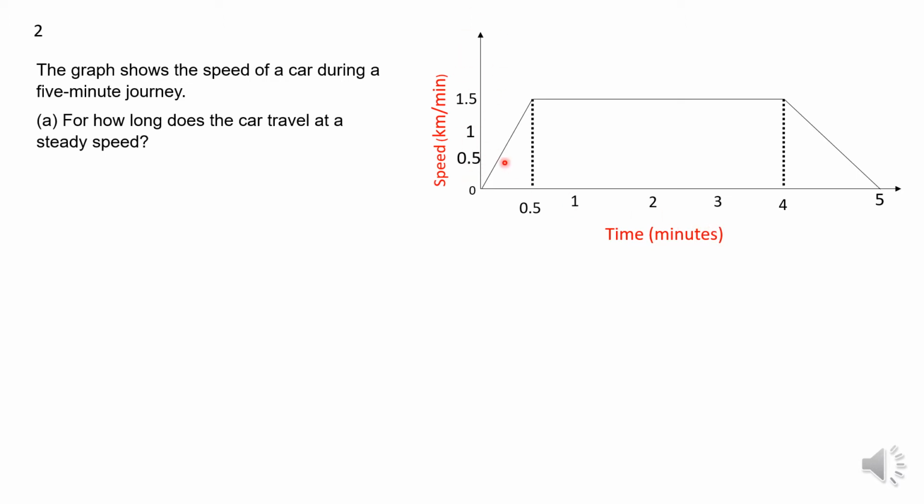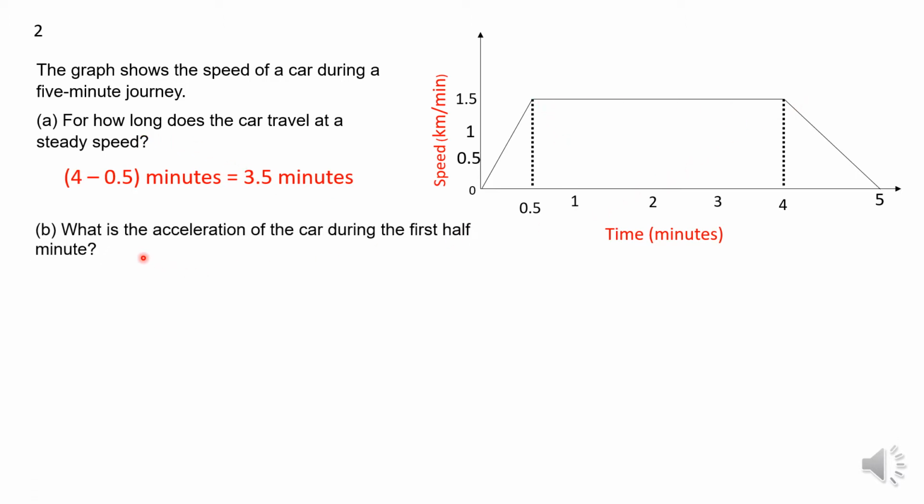All right. So for how long does the car travel at a steady speed? This is just one mark. So you just have to find where you can see that horizontal line indicates. So 4 minus 0.5, that was just 3.5 minutes. All right. For how long? We are looking for the time there. Then what is the acceleration of the car?